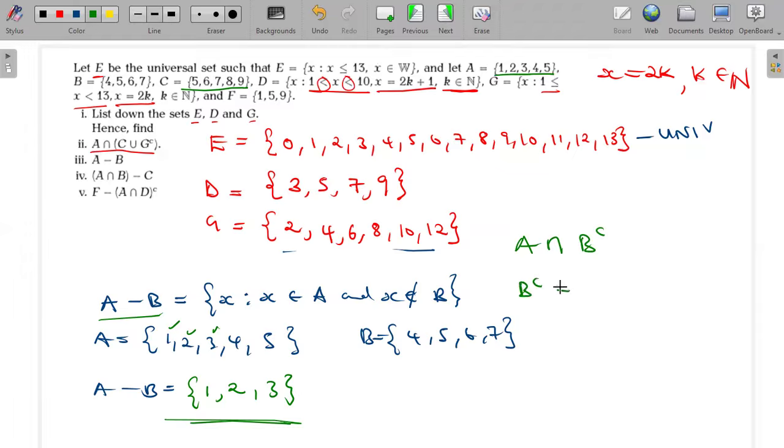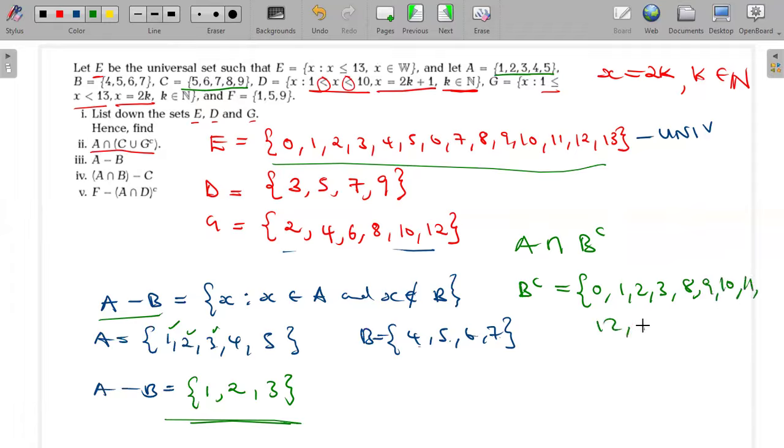So B complement, if I was to list it, you see here we still get the same answer. My B listed here has 4, 5, 6, 7. So I get those elements that are not in B, but are in this universal set here. Those elements are: 0, you have 1, 2, 3, and then from 4, 5, you skip these and go on. You have 8, 9, 10, 11, 12, and 13. So these are your B complement.